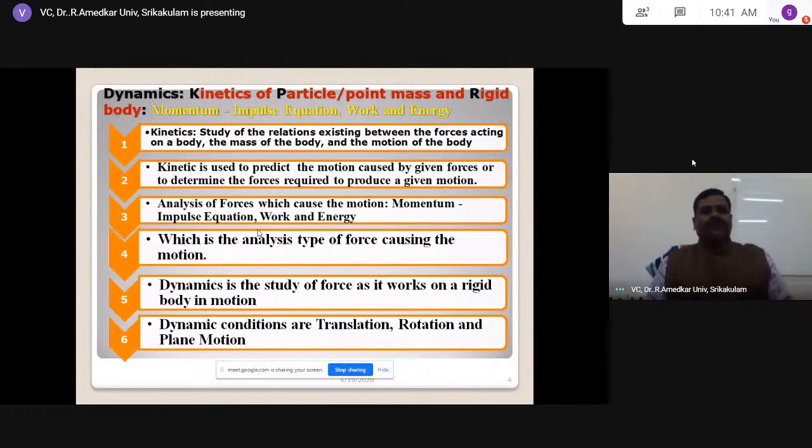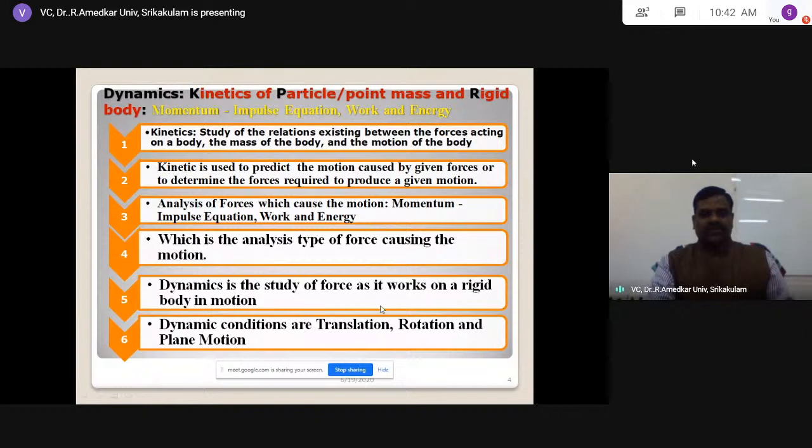So now let us see, kinetics is already defined. Kinetics is the relation between the force acting and the cause of the motion. That is, force means it is a force system required to produce a given motion. This cause of motion can be represented today by the momentum equation, momentum impulse equation and work energy. Momentum impulse and work energy is the analysis type of force causing the motion.